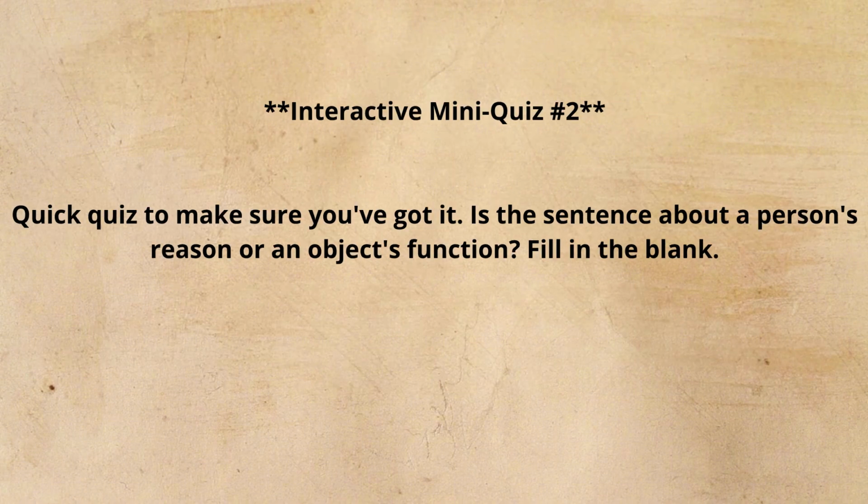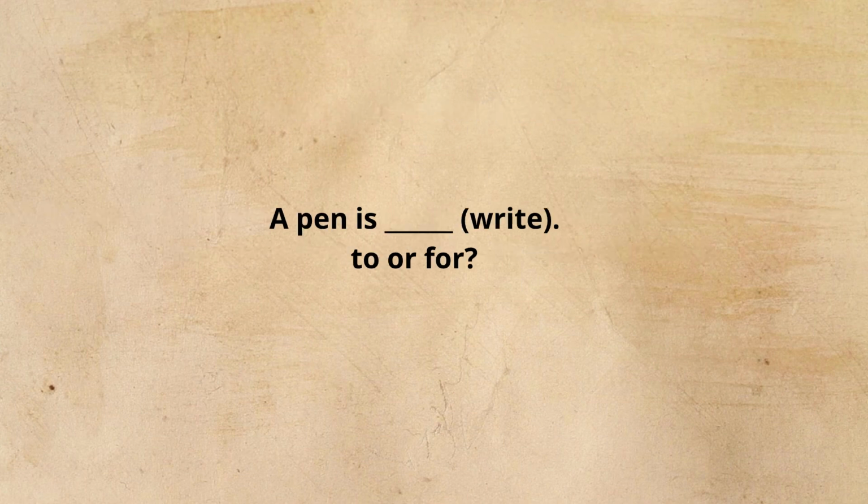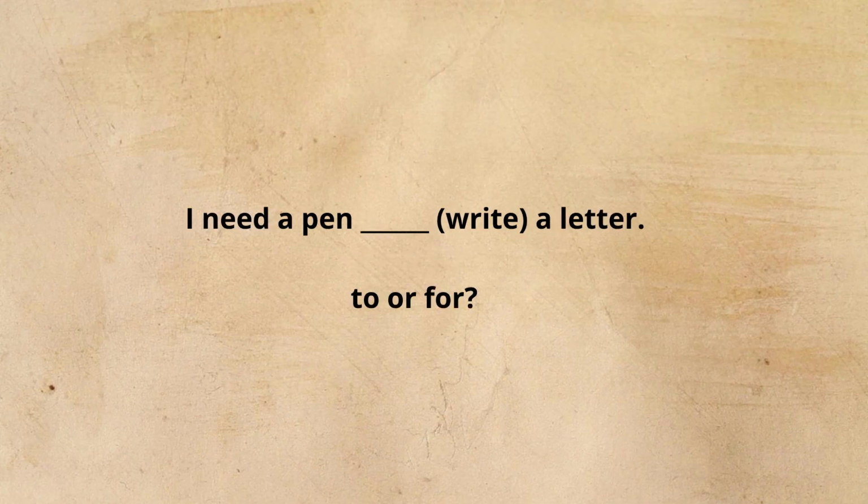Interactive mini quiz number 2. Quick quiz to make sure you've got it. Is the sentence about a person's reason or an object's function? Fill in the blank. A pen is right. A pen is for writing. Object's function. I need a pen. Write a letter. I need a pen to write a letter. Your reason for needing it.